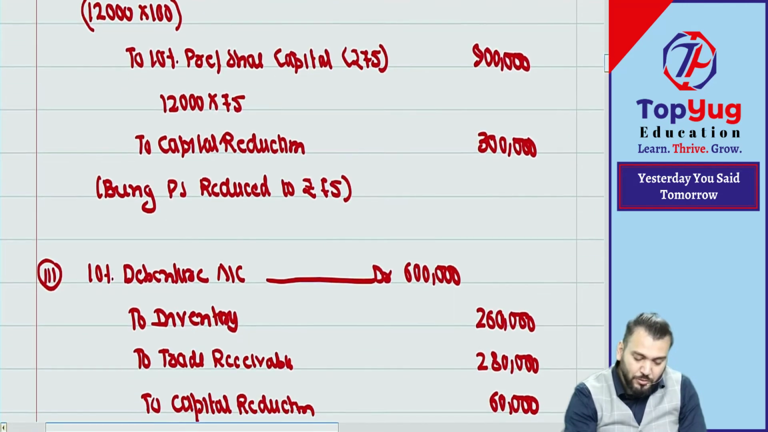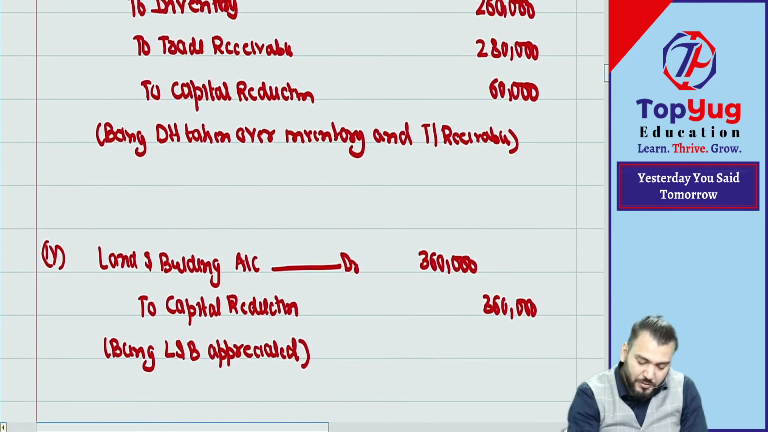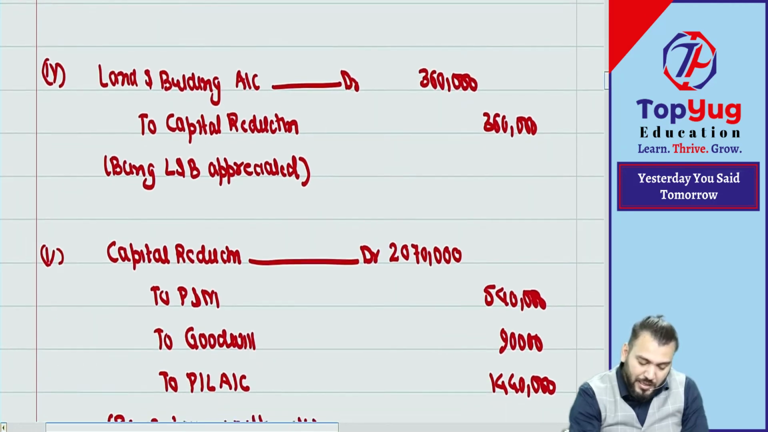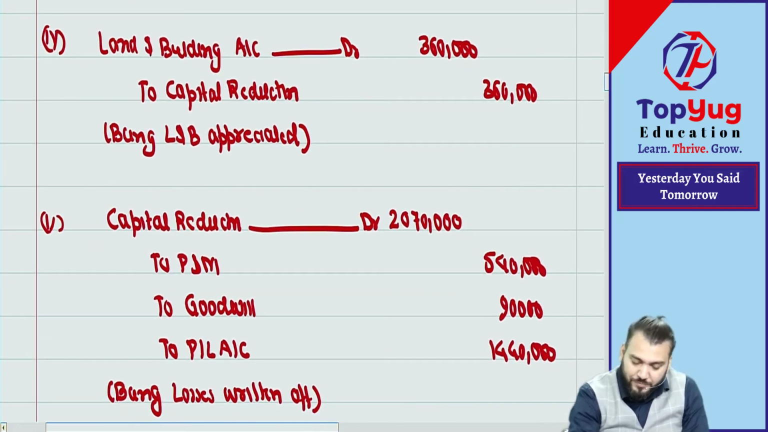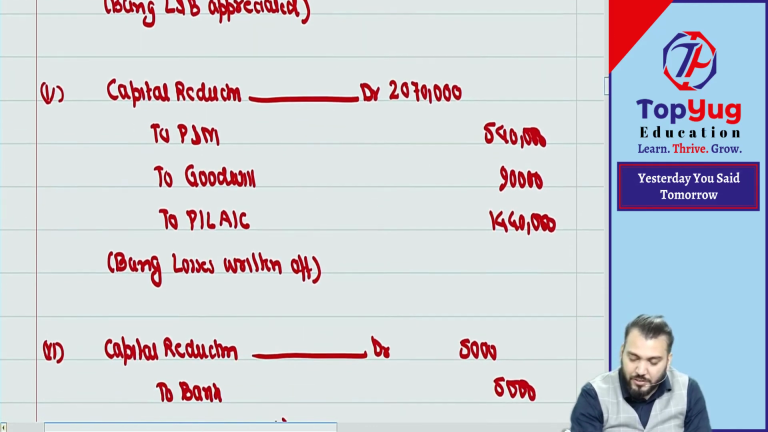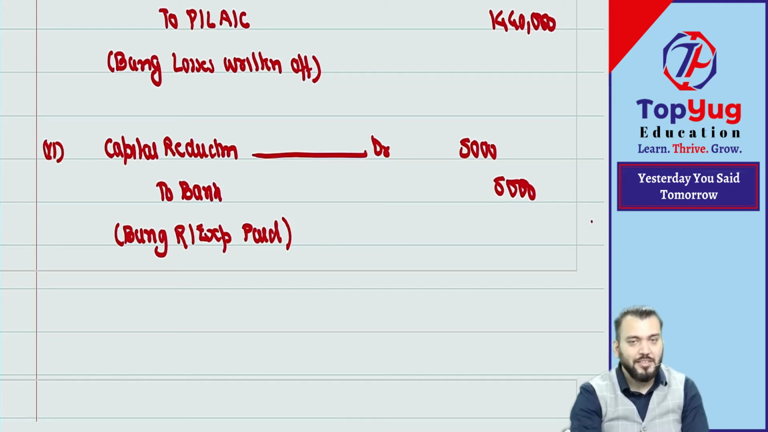Then point number 2. Once again we'll add what? 3 lakh. We have added 3 lakh. Then point number 3. We have added 60,000. Then we have added 3 lakh 60,000. Then we'll minus what? 20 lakh 70,000 and minus then what? 5,000. So what is the surplus balance? 85,000. Mine also 85,000 is coming. 85,000. That will be transferred to which account?